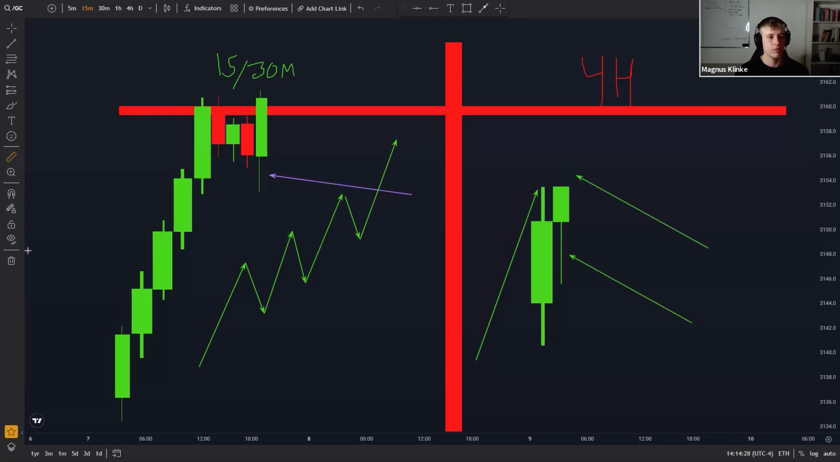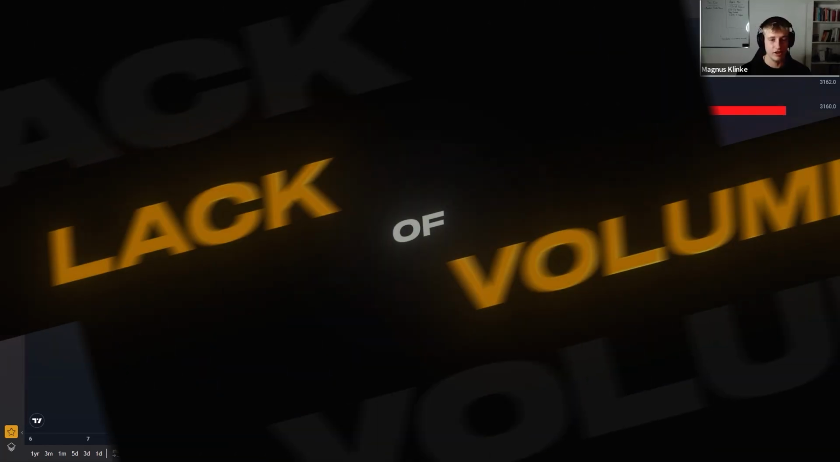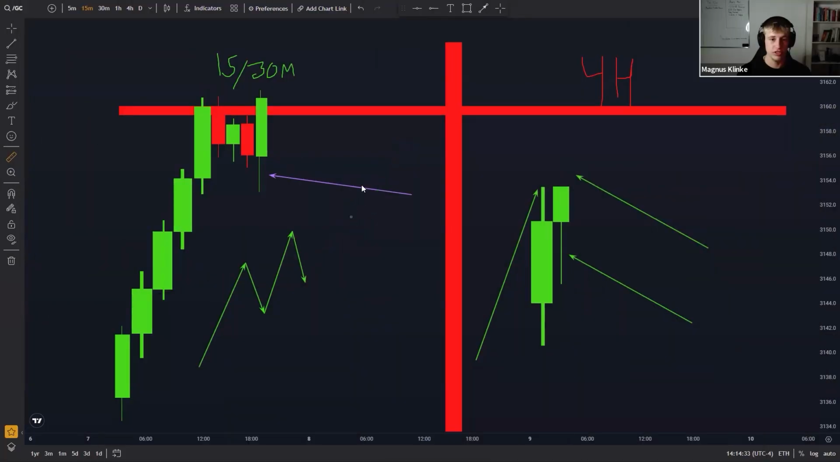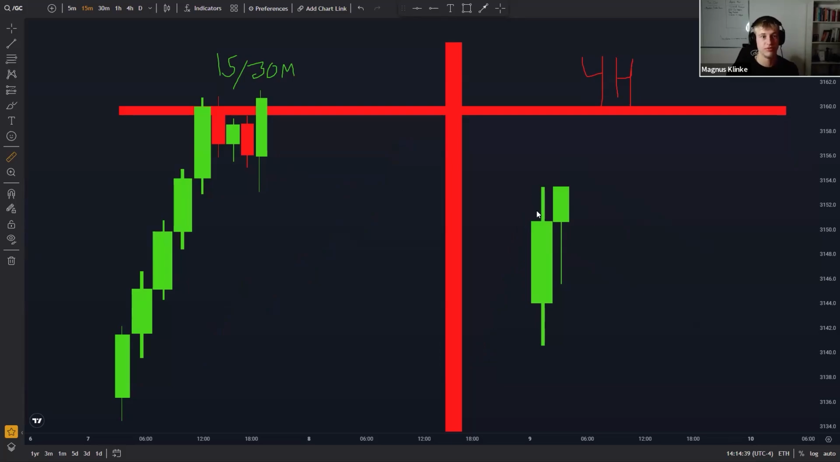So the next thing I want to talk about is really lack of volume. So let me just use this example here as we have right now. Lack of volume can be really frustrating to trade with, because you can see the perfect setup, like the cleanest setup, but you ain't got no volume, so you ain't moving. And that makes a lot of sense.